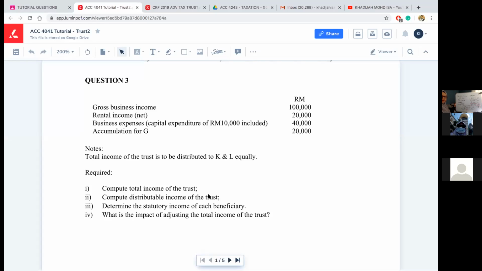For the ratio, actually, is it 80 minus 20 by 80 instead of 60? Hold on. Right, why did we take 60? It should be 80. 80 minus 20 over distributable income. Isn't it? So what is the deemed total income now?